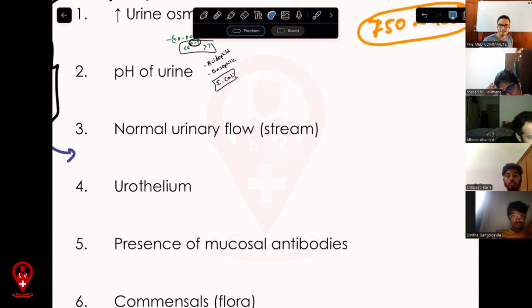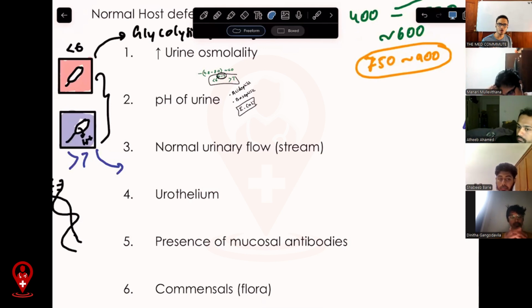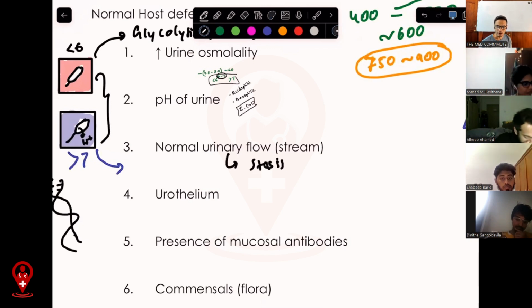What did we say, guys? There has to be a good stream. Usually, when we say good stream, what we mean is a good flow, and downward. If there is a backward or upward flow, again problem. So there should be a downwards flow and a good satisfactory stream to help wash out the bacteria. Now, what is happening if there is poor flow or a poor stream? There is going to be what we call stasis, urinary stasis. Now, what is happening when there is urinary stasis?